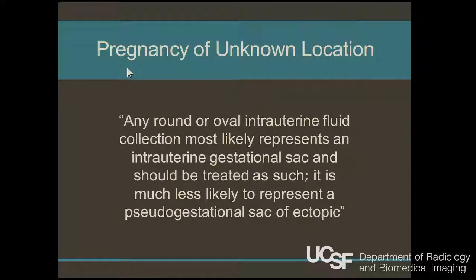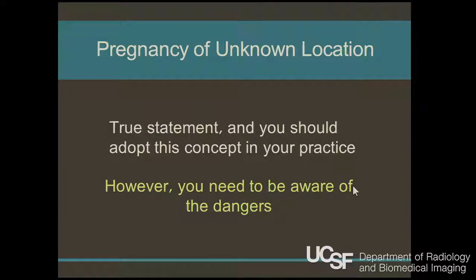So that brings us to this part of the recommendations that they put in there. And this is what they suggest. Any round or oval intrauterine fluid collection most likely represents an intrauterine gestational sac and should be treated as such. It is much less likely to represent a pseudogestational sac of ectopic. And I would say that's absolutely true, and you should understand that in interpreting these. But you do need to be aware of the dangers.